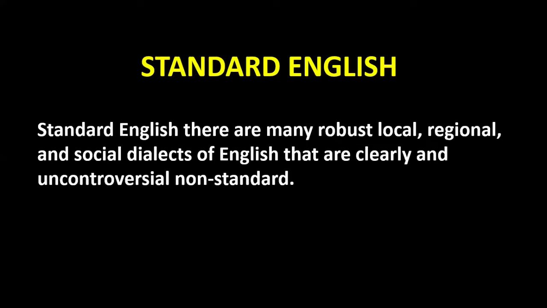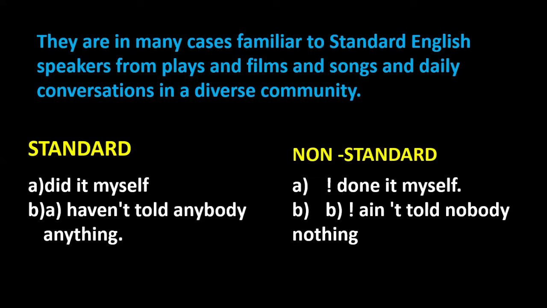Then we have standard English. Among standard English, there are many rubric, local, regional, and social dialects of English that are clearly and uncontroversially non-standard. So there is one standard and one non-standard. Now British and American English are split into standard and non-standard ones. There are in many cases familiar to standard English speakers from plays to films and songs, daily conversation in a diverse community. Now let's have some examples of standard and non-standard.